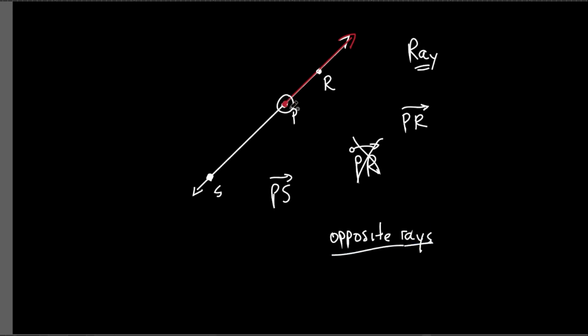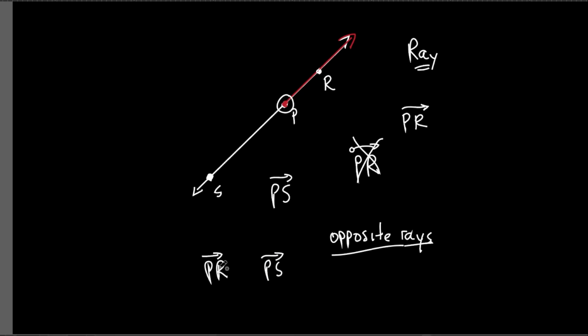Well, let's start at P. We've already talked, we actually have them written up here, to tell you the truth. So if I start at P and go through R, that's a ray. Agreed? If I start at P and go the opposite direction, right? So I'm starting at the same point, but I'm going in opposite directions.